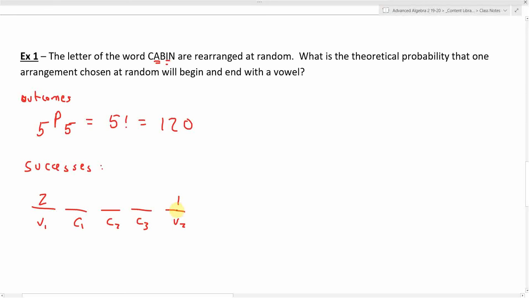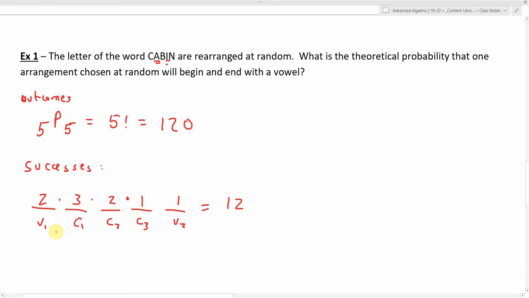Then for the consonants, same idea. Once I've drawn a vowel for the first letter, I have 3 consonants available for the second letter. Once I draw that consonant, I have 2 consonants left for the third letter. And once I draw that one, I have 1 consonant left for the 4th letter in the word. Okay, so this would be my number of possible successes. I could multiply that all together, and I'd get 12.